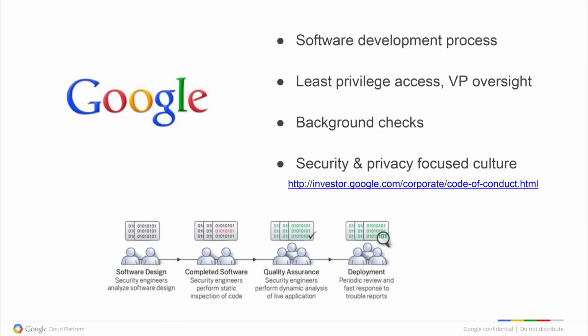Well, what about us? What about Google as the service provider? I already described our software development process to you. We also employ a least privilege model in terms of access to customer data, which there are VPs in the company that are responsible for granting that access. And we also perform background checks on our employees. And we have a security and privacy focused culture.